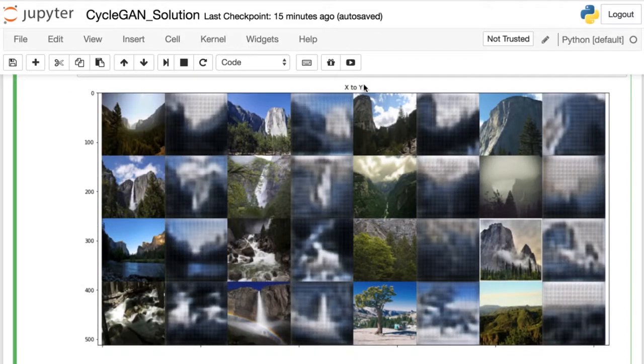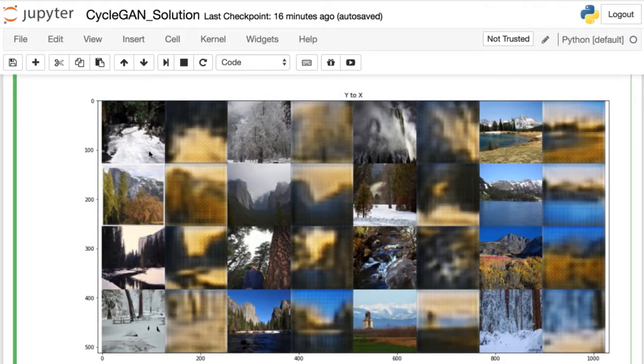And I'm first showing x to y or summer to winter transformations. I can see my real summer images in the left column, and then right next to them their transformations. So these transformations result from applying G x to y to the original image. And for the most part, they look just blurry and a bit simpler. So a bit of a white color palette, but really just noisy. And here I have my y to x samples, so from winter to summer transformations. These samples look equally noisy, but much more yellow.